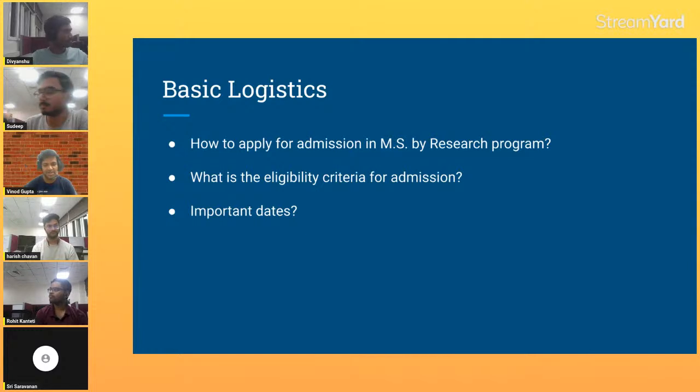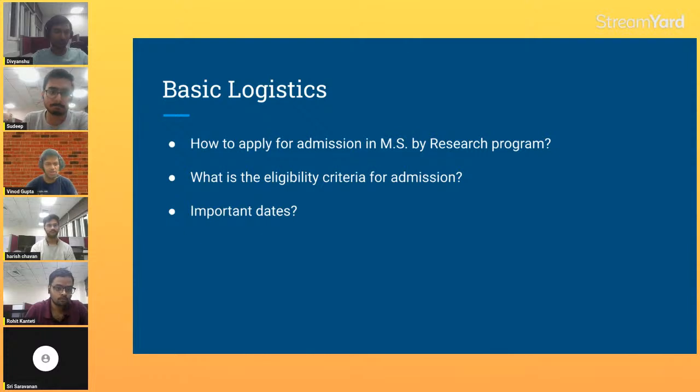To apply for admission, you have to go to the homepage of the IITM MS by Research program. The link is pinned in the comment section if you want to look for it. The second point is the eligibility criteria for admission. What is the eligibility criteria? What GATE papers are there?